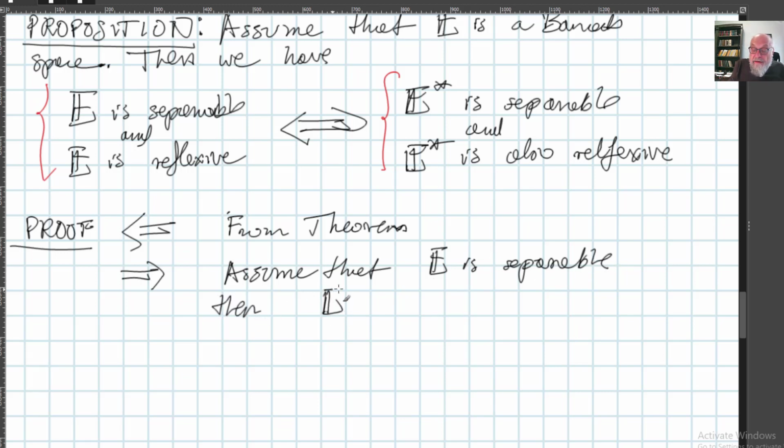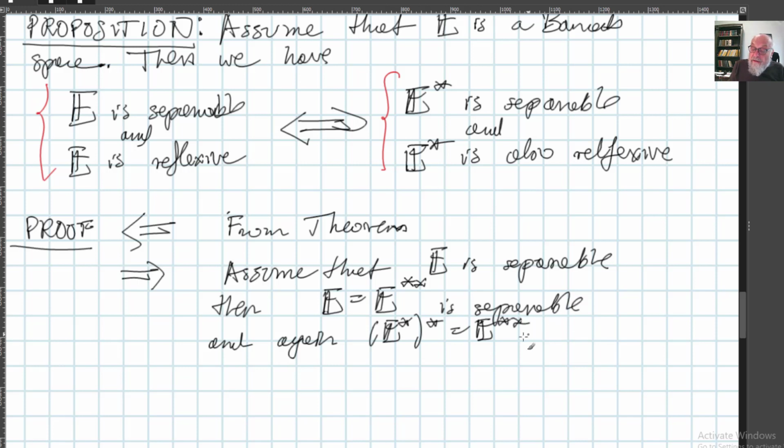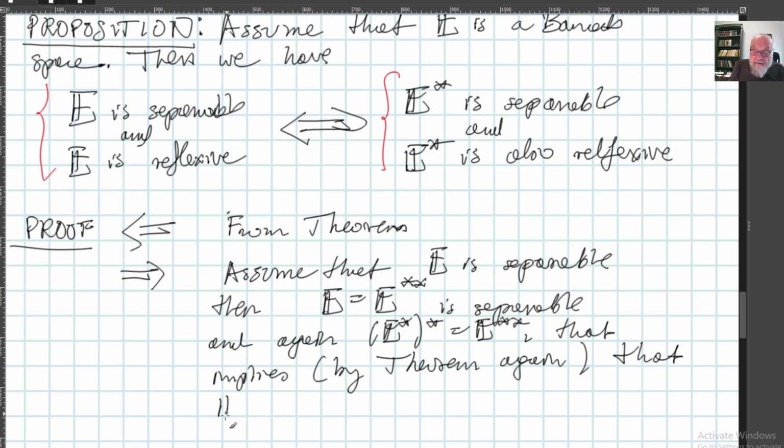Then E is equal to E double star, because it is reflexive and separable. And again, since E star is exactly E double star, that implies, by the theorem again, that E star is separable. And basically, this is our first proposition.